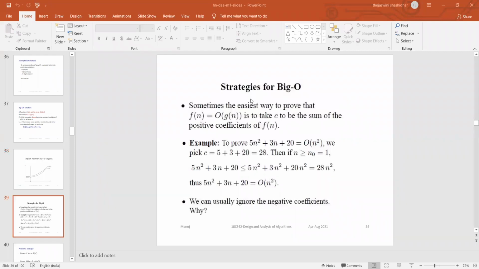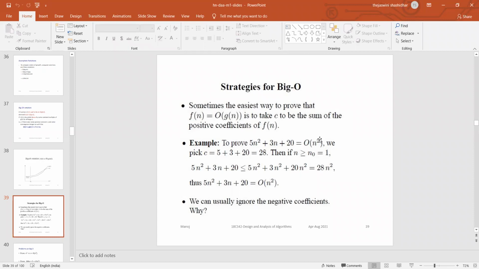So now you come to the problem. This is the problem we have taken. What is the problem? To prove 5n square plus 3n plus 20 is equal to big O of n square. This is the question they will be giving to prove, and you have to prove it by using some constants. Keep in your mind, this is the question they will be giving. 5n square plus 3n plus 20 should result in big O of n square.